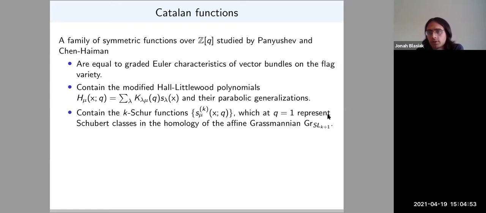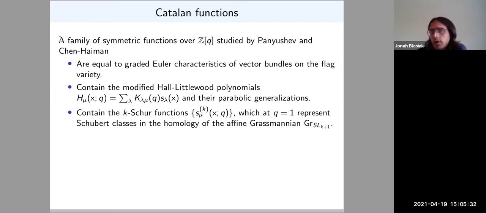So, Catalan functions. These are a family of symmetric functions. As I said, they're defined over a single parameter q. Originally studied by Panyushev and Mark Haiman and his student Li-Chung Chen. My collaborators and I have been studying these for several years now. So it's quite a general class of symmetric functions. They contain the modified Hall-Littlewood polynomials. These are the symmetric functions whose Schur expansions are the q-Kostka coefficients, as well as certain parabolic generalizations of these symmetric functions.